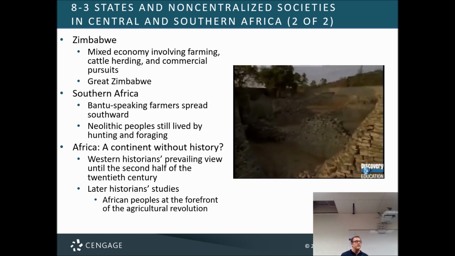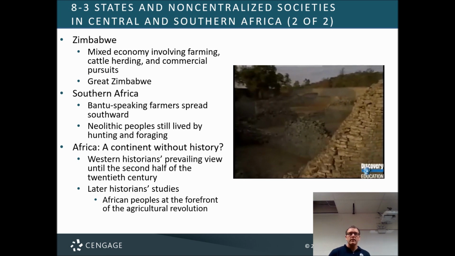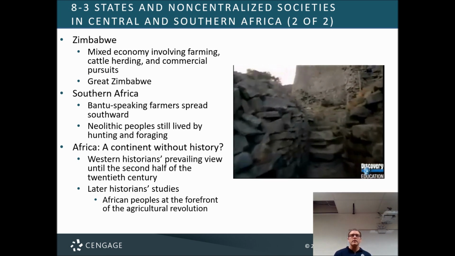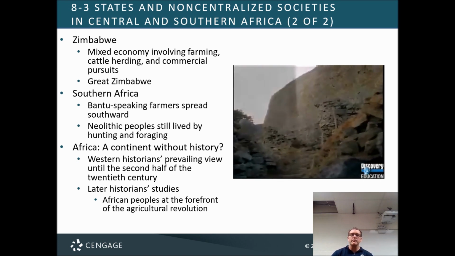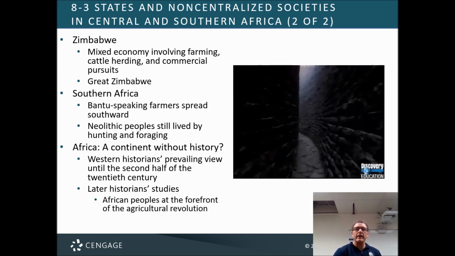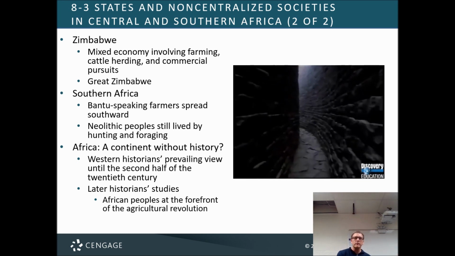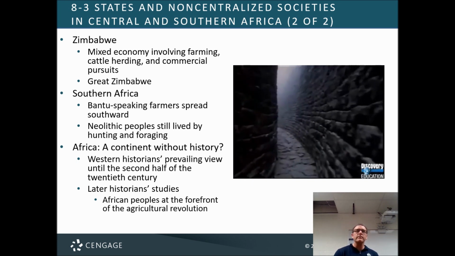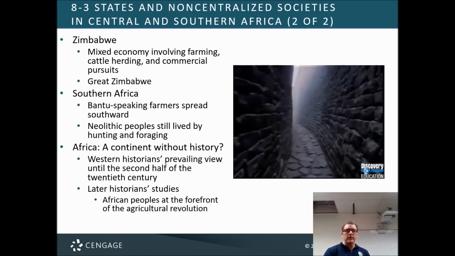But now, south of the Sahara, this mother language of Bantu is also present, as these people spread and migrated out for thousands of years. But as they migrated, they also encountered earlier people in the area, still live primarily by hunting and foraging.